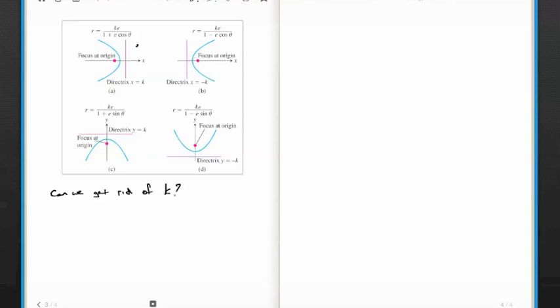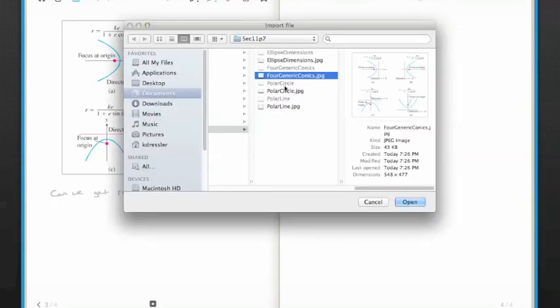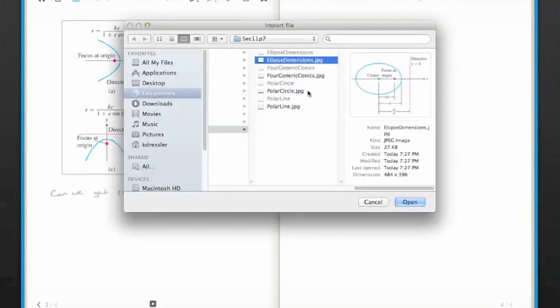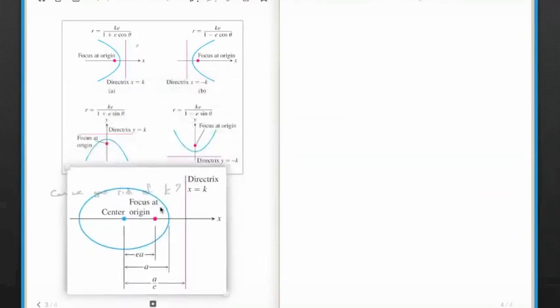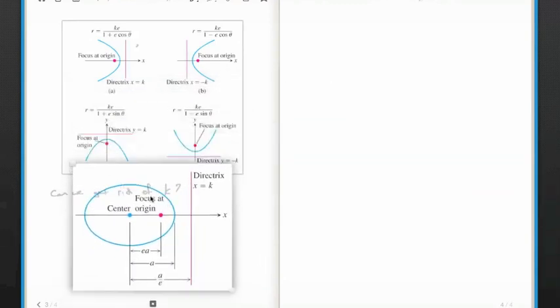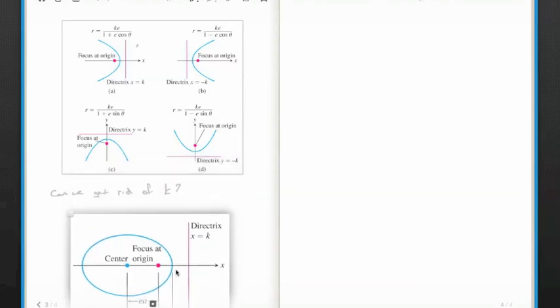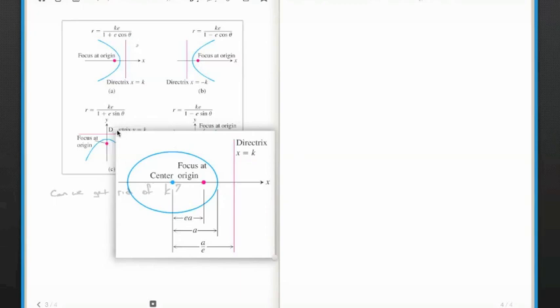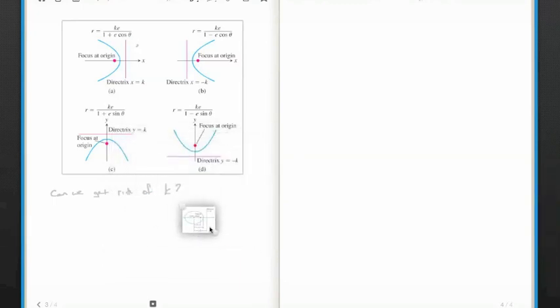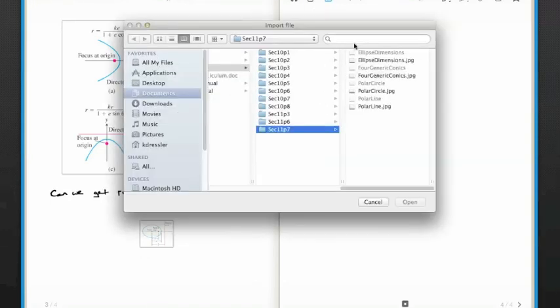All right, and I've got another drawing I'm going to see if I can fit on this page. Ellipse dimensions, can I fit that on there? No, not really. Yeah, that's not going to work. So I'll just drag this over here just so we can see it. Ellipse dimensions, okay.